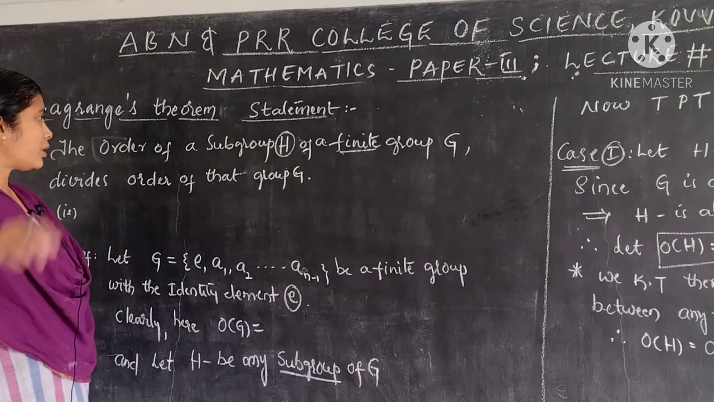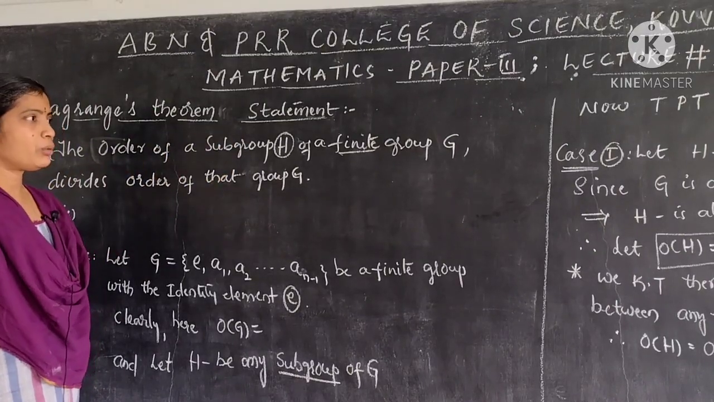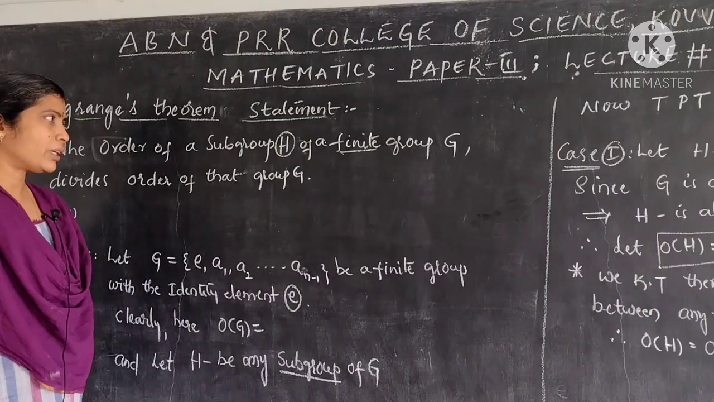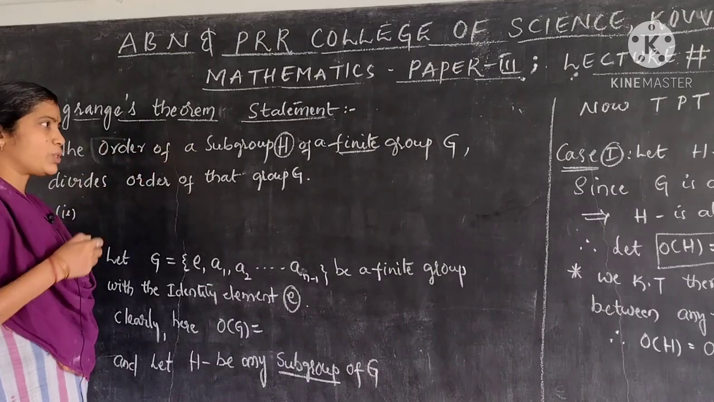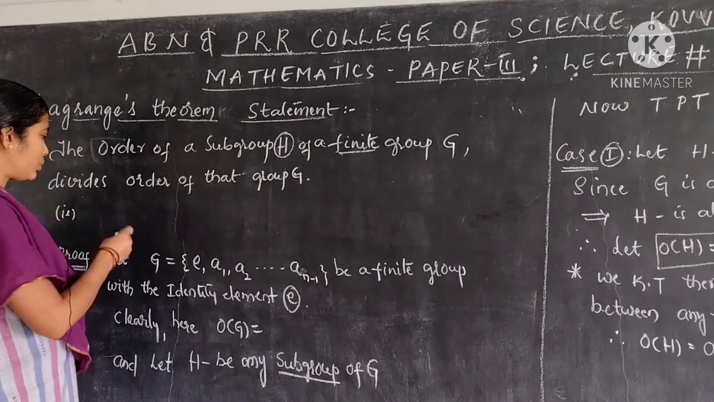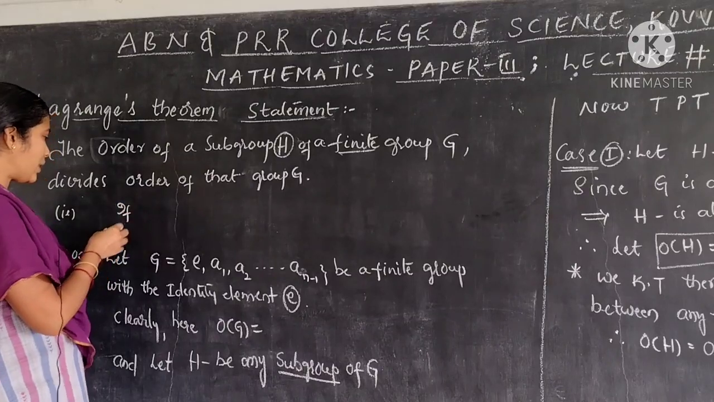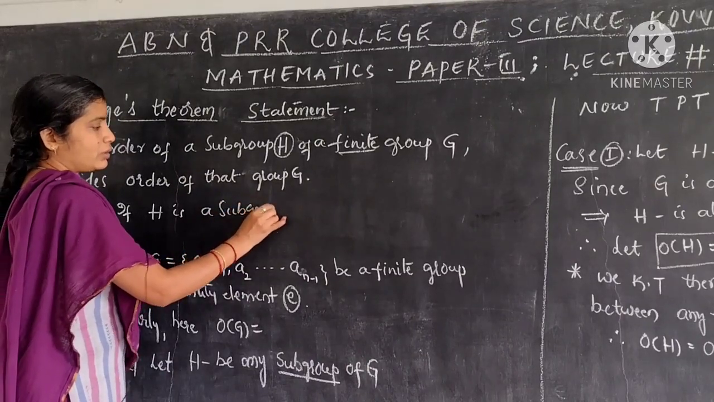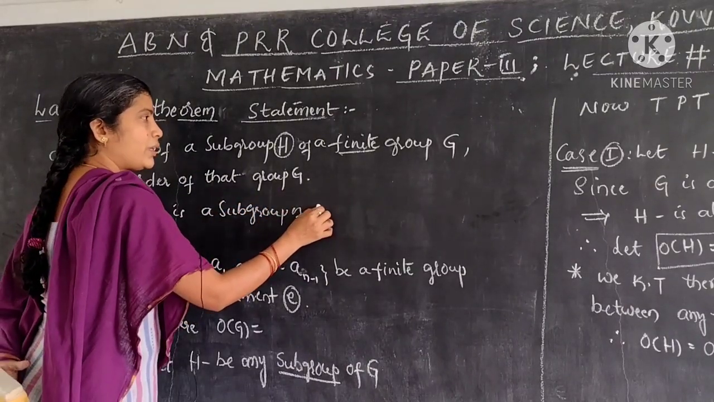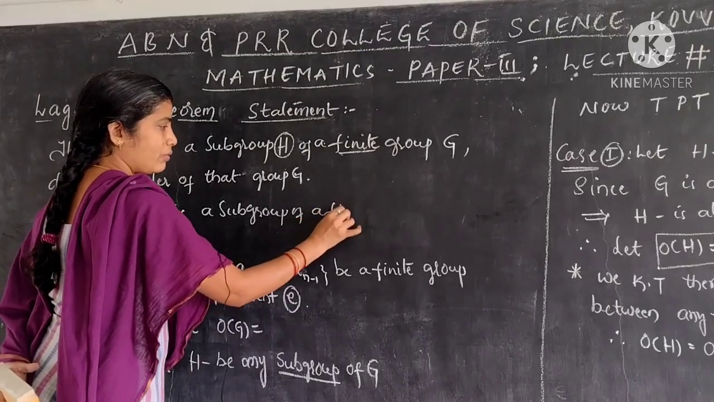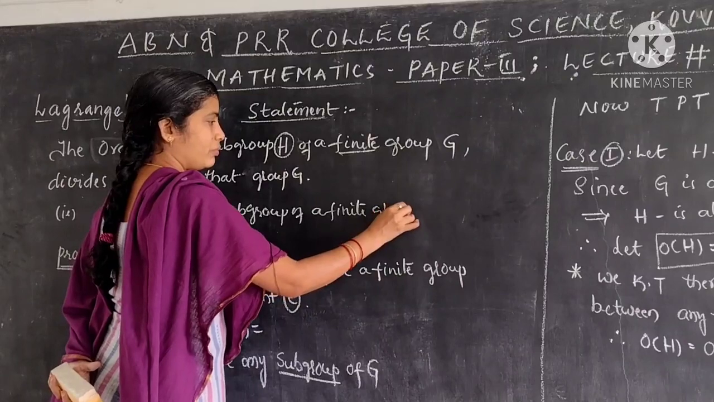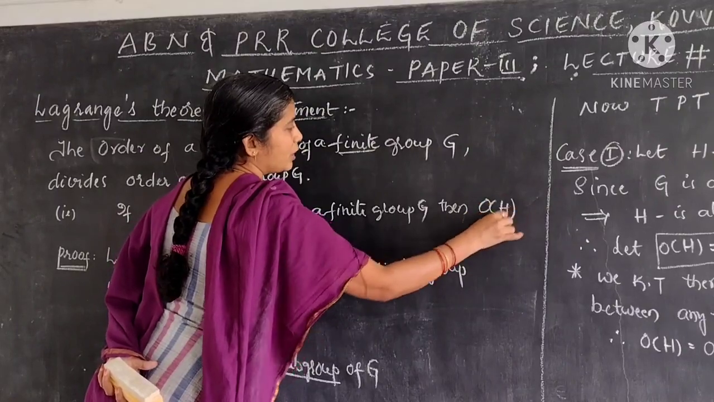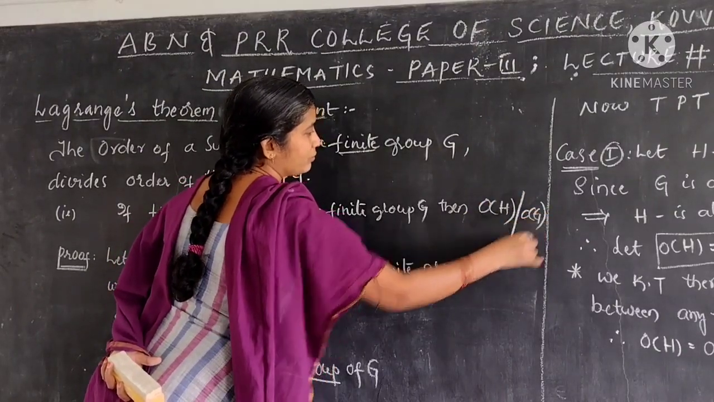What is the statement? The order of a subgroup of a finite group G divides the order of that group. What is its meaning? If H is a subgroup of a finite group G, then we want to prove that the order of H divides the order of G.